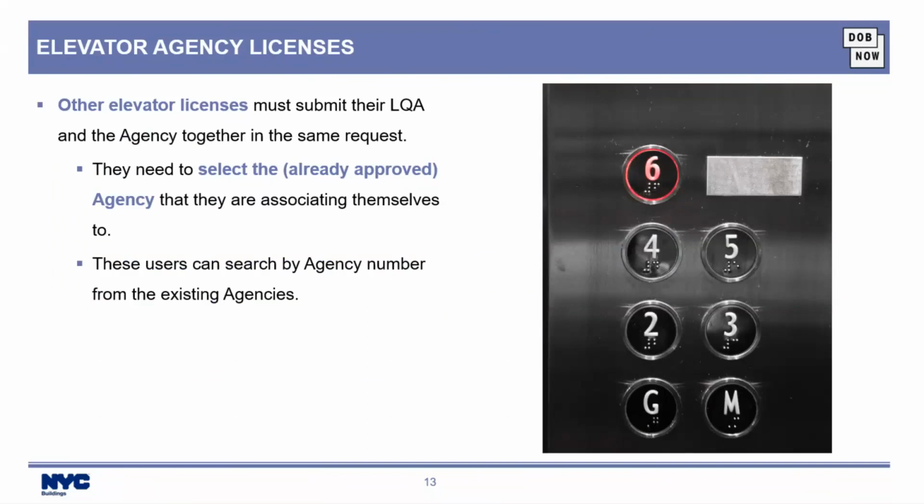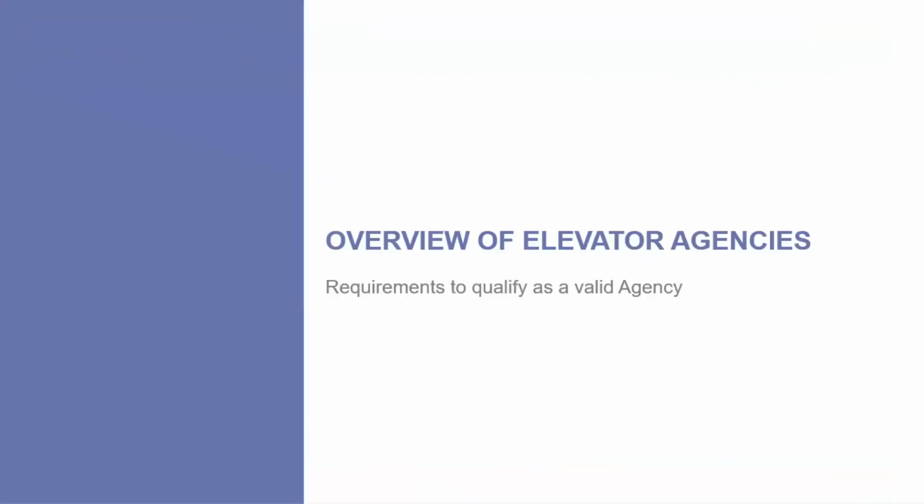All other elevator licenses, when they submit their LQA, they need to identify what agency they are joining, and they do it by searching by agency number. You enter your agency number and it will pull in the agency information. And I will demonstrate that to you.